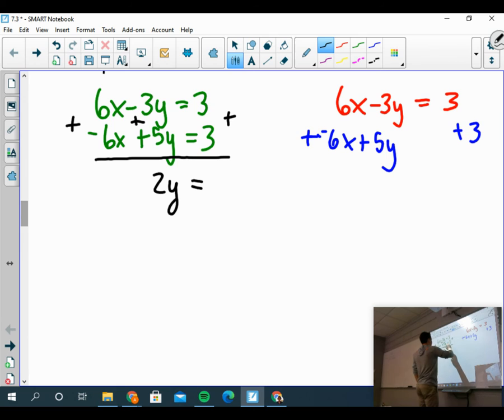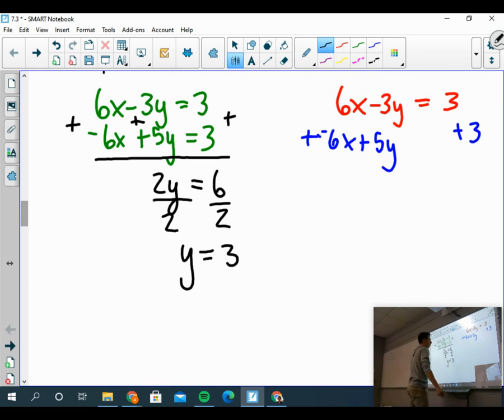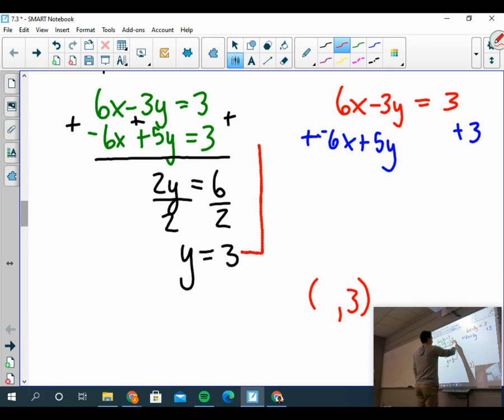So when we do 3 plus 3, we get 6. Divide by 2, and we get y equals 3. Using this idea of elimination, and what I do to one side I have to do to the other, with a hair of substitution, I can get a really simple one variable equation. Now where do we go from here? Well, if our y coordinate is 3, that's great, but we've got to find the x coordinate. So I plug it back into one of my originals. Maybe I plug it into the bottom one. Okay, it doesn't really matter.